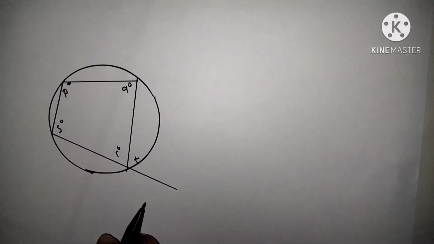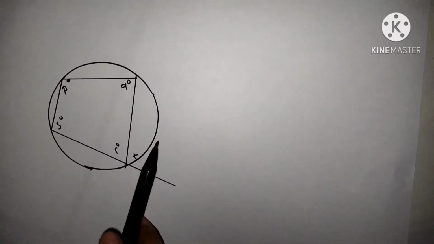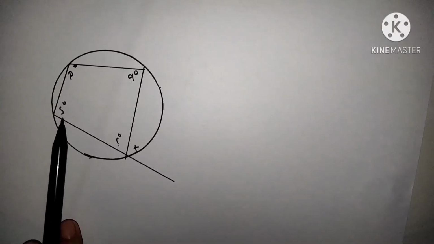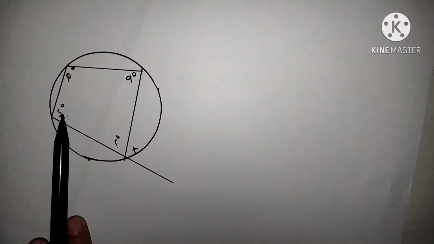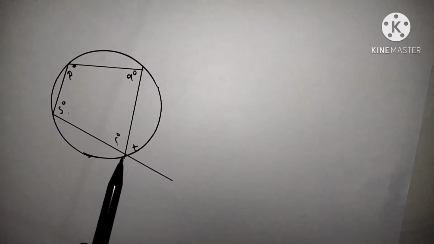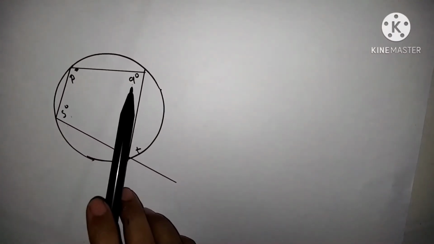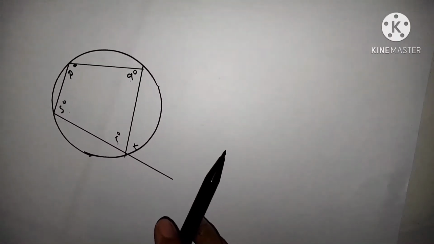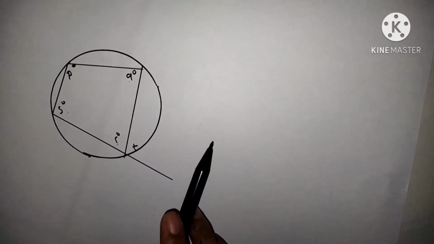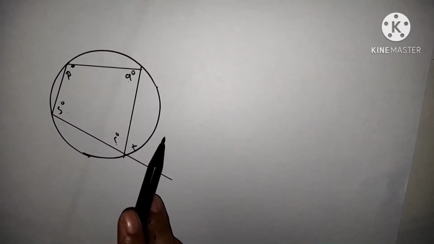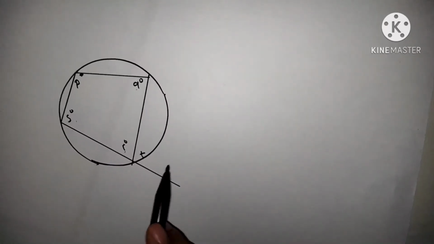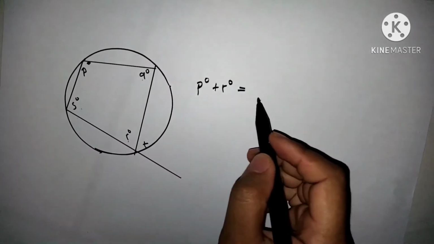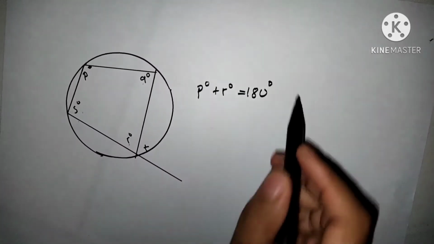Okay, the last, I will explain about angles in opposite segments. Points P, Q, R, and S all lie on the circumference of the circle. They are called cocyclic points. Joining the points P, Q, R, and S produces a cyclic quadrilateral. The opposite angles are supplementary. They add up to 180 degrees, since P degrees plus R degrees equals 180 degrees.